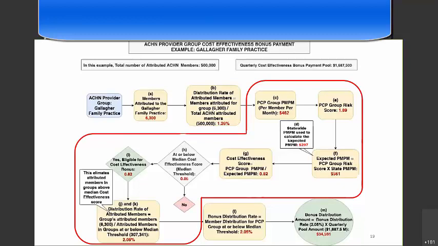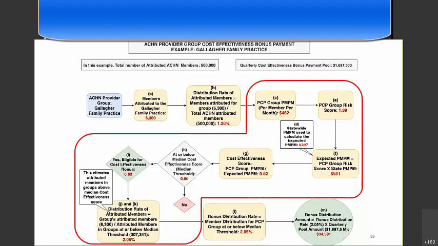Going down the chart, going to Step F, we then calculate Gallagher Family Practice's expected PMPM. This is done by taking the group risk score. Again, this is the 1.89 risk score. We then apply that risk score to a statewide PMPM. Again, in this case, that would be $297. What this gives us is an expected PMPM for Gallagher Family Practice of 561. In other words, assuming their risk level for their attributed recipients, we would have expected a PMPM of $561 for that quarter.